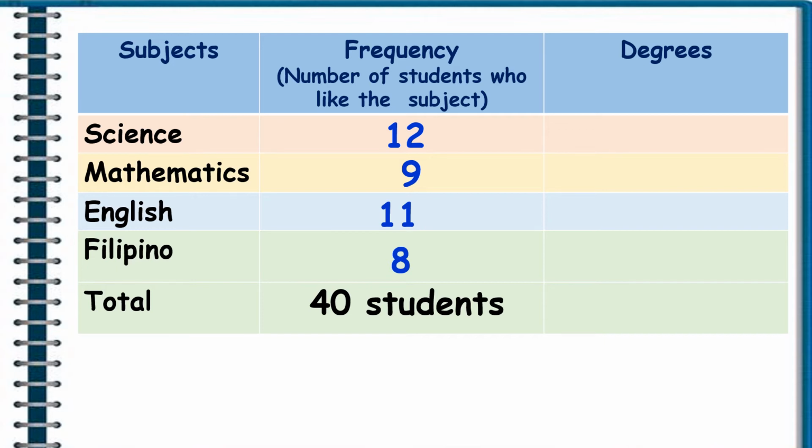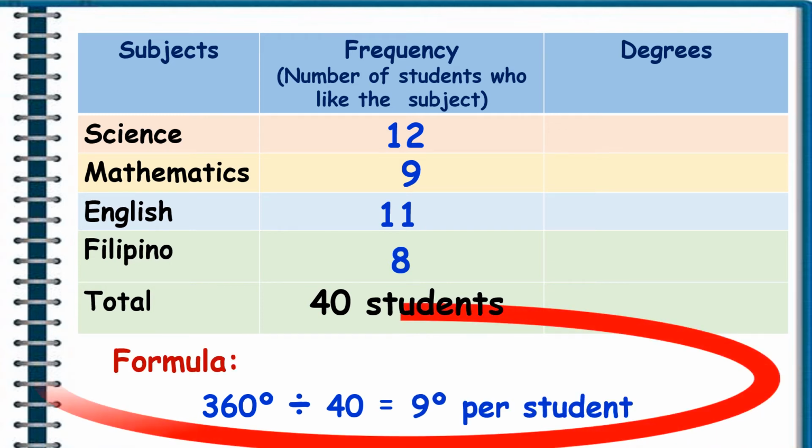Now, we need to know the allotment per student in the pie graph that we will make. Remember that an entire circular rotation is 360 degrees and the total frequency is 40. Divide these two variables to get the allotment per student in the pie. 360 divided by 40 is equal to 9 degrees per student.